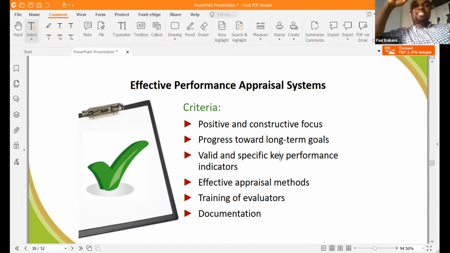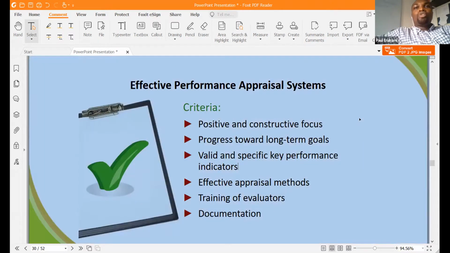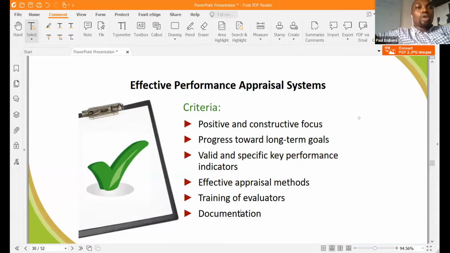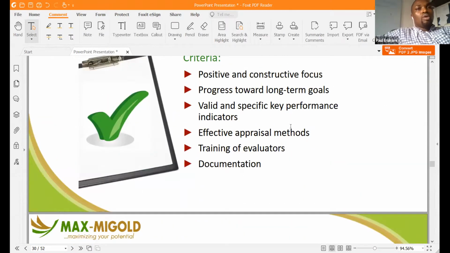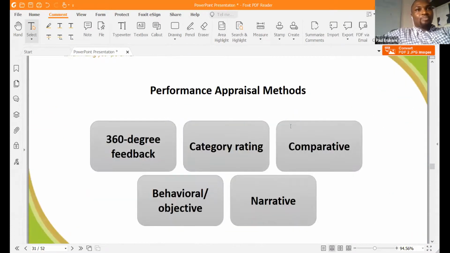Effective appraisal system method, right? Training of evaluator. If people are to be used to evaluate others, they should be well trained in the evaluation system. They should know how to evaluate and the like. Then lastly, documentation. It is not just enough for you to appraise people without documenting the entire process, because most importantly, those documentation can be referred to in the future for analysis, decision making, and the like.